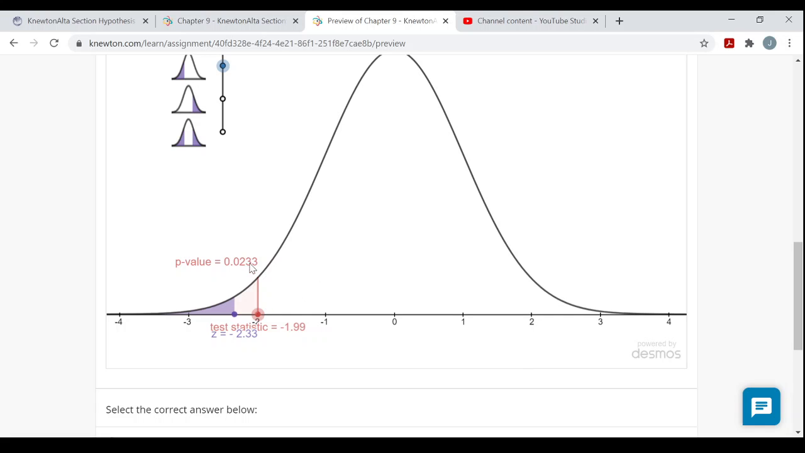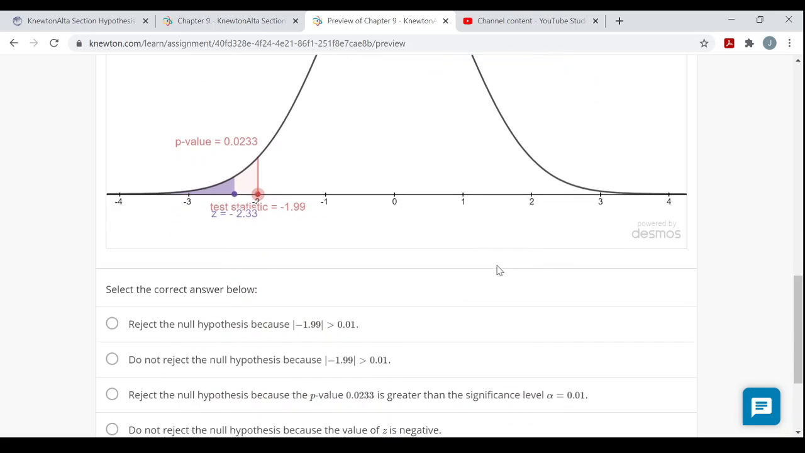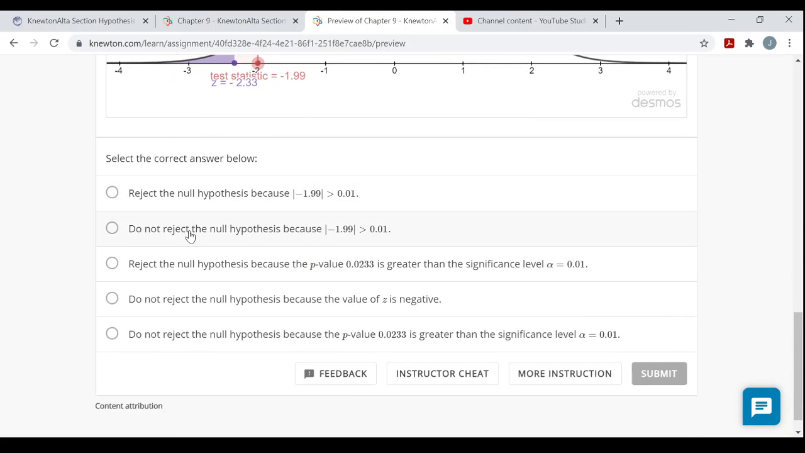But you can also look at the p-value. Remember the p-value. This is a left-tailed test, so this p-value they're giving us of 0.0233 is the area to the left of negative 1.99. That's this pink area, the area to the left of the test statistic. And when you compare the p-value to alpha, 0.0233 is greater than 0.01. And remember, if the p-value is greater than the significance level, then you don't reject the null hypothesis. So we are not rejecting the null hypothesis.